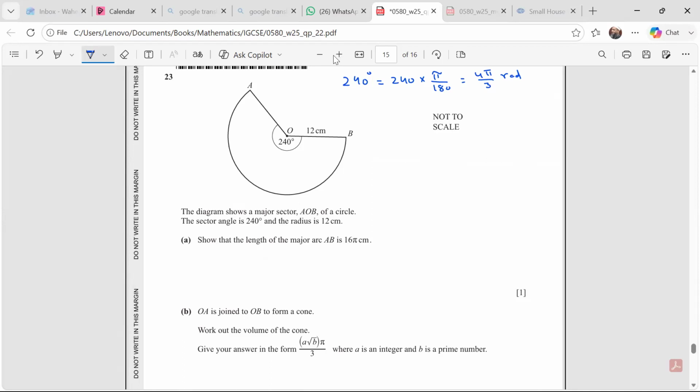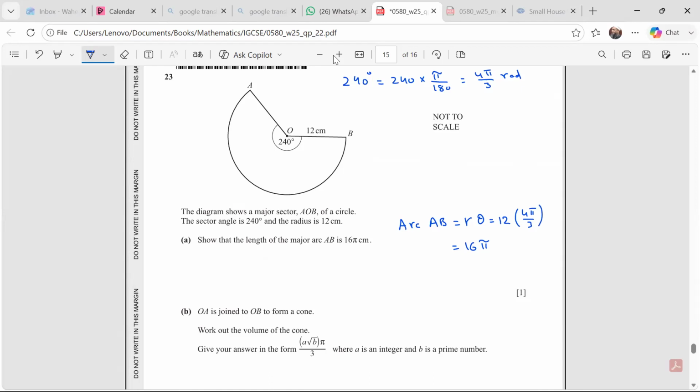So the length of the major arc AB is going to be r theta, if you remember the formula. So r is 12 and theta is 4 pi by 3. So this is going to be 16 pi. Okay, so this was easy.